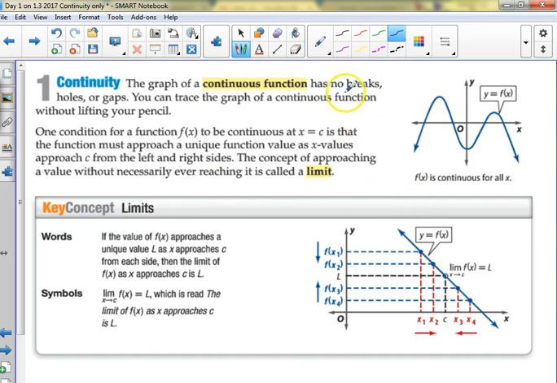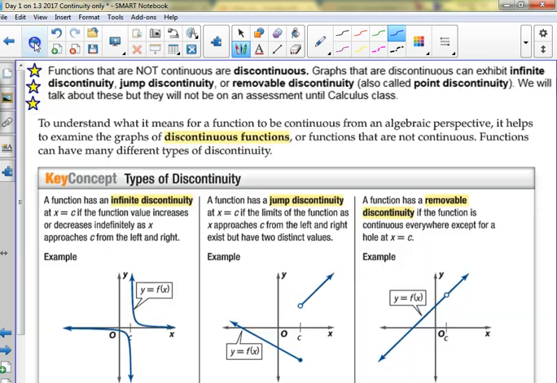A continuous function has no breaks, holes, or gaps. You can trace a continuous function without lifting your pencil. One condition of a function to be continuous is that it must approach the same y value from the left as it does from the right. Okay. Functions that are not continuous are called discontinuous. Graphs that are discontinuous can exhibit infinite discontinuity, jump discontinuity, or removable discontinuity.